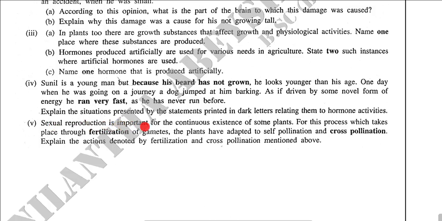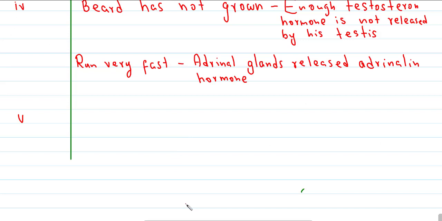Sexual reproduction is important for the continuous existence of some plants. For this process, which takes place through the fertilization of gametes, the plants have adapted self-pollination and cross-pollination. Explain the action denoted by fertilization and cross-pollination, right? Then we will mark what fertilization is.